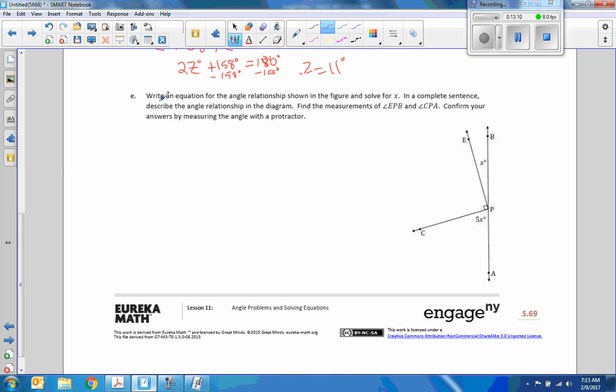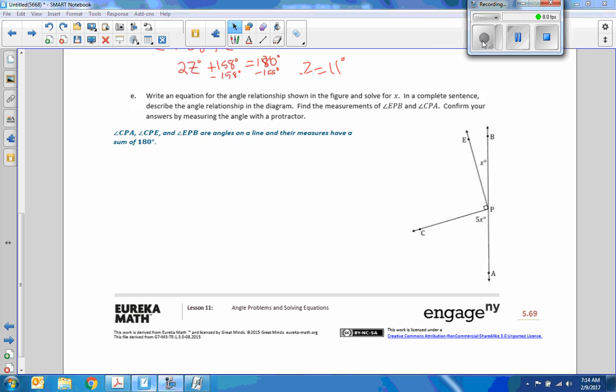E. Write an equation for the angle relationship shown in the figure and solve for x. So if I look over here, I see a straight line. I see an unknown here. I see 90. I see an unknown here. I have three angles that form a straight line. So it's going to be that angles on a line. Just one moment. So here's my sentence.